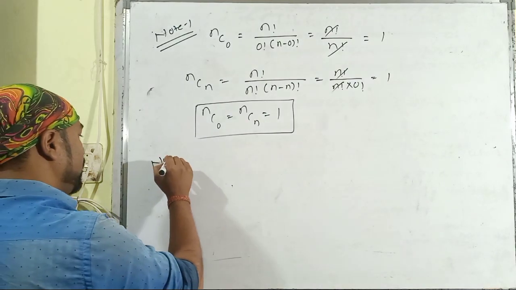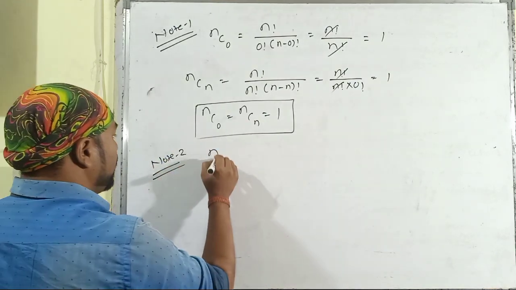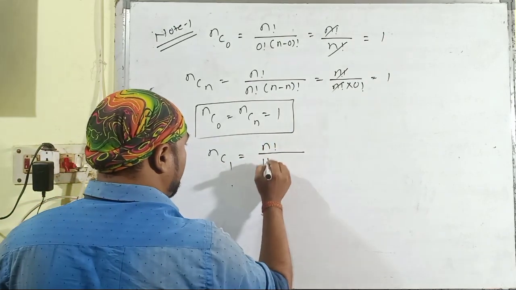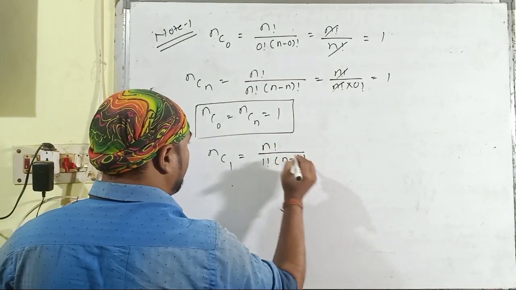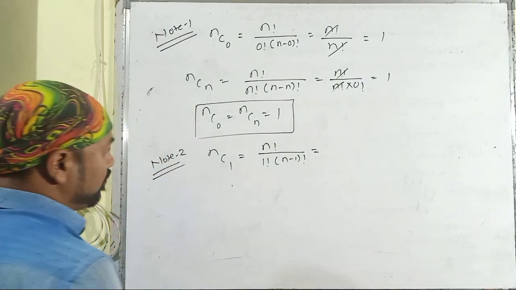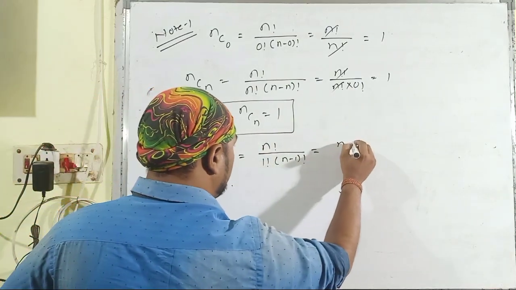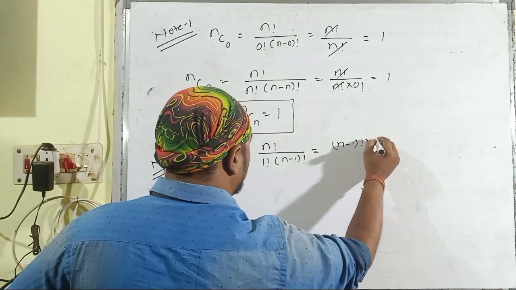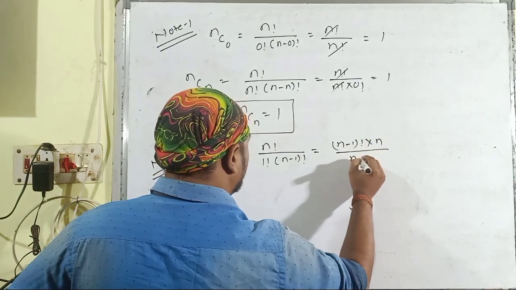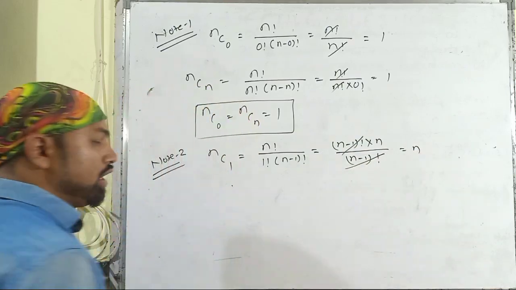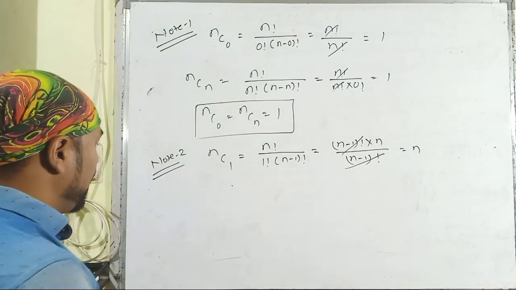Then note number 2, nC1. Here it will be n factorial divided by 1 factorial multiplied with the factorial of n minus 1. So first of all we have to express n factorial in terms of factorial of n minus 1. That means it is factorial of n minus 1 multiplied with n divided by factorial of n minus 1. So cancelling both of the common parts from the numerator and denominator, we have the result as n.